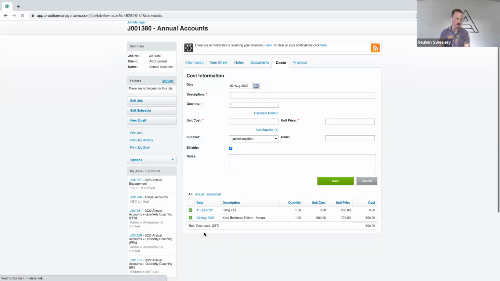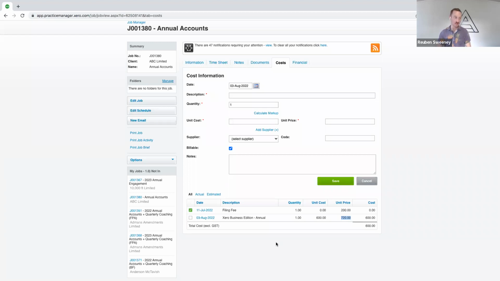Now, this is the important part. What that's done is that's added $720 to our work in progress, because disbursements are also part of our work in progress. And what you don't want is, if you're paying Xero $10,000 a month, you don't want $120,000 plus margin added to your WIP all the time. You've just raised the water level of your entire practice all the time. You don't want that. So what we're going to do is untick this.